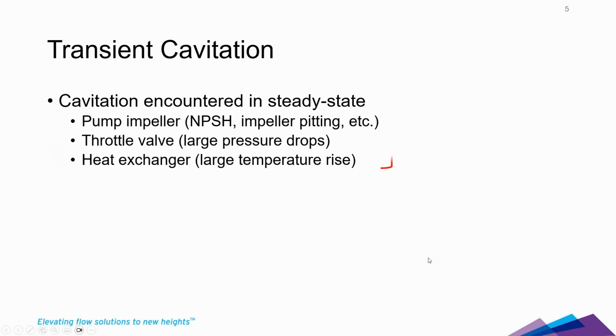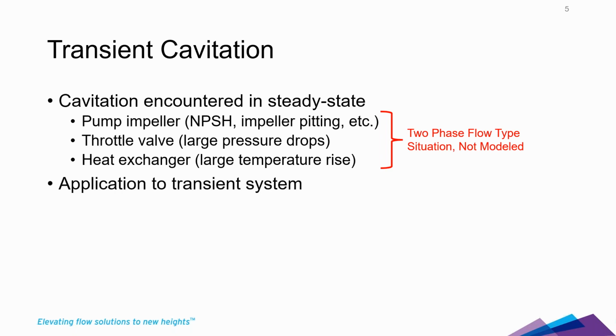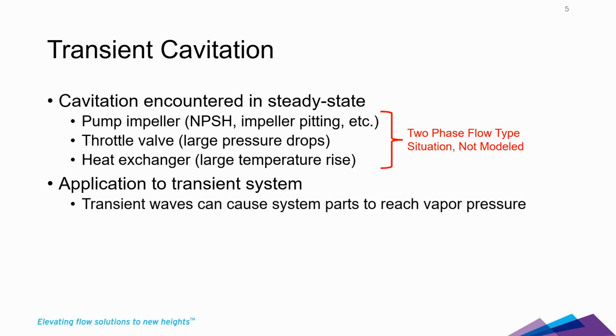So really important to point out, these are actually more of a two-phase flow type situation. And so when we're talking about modeling transient cavitation, like with AFT Impulse, these three things are not going to be modeled in that situation because these would represent more of a sustained two-phase flow phenomenon. So when we talk about a transient system, such as a valve closure, you're going to have pressure wave propagation throughout your system.